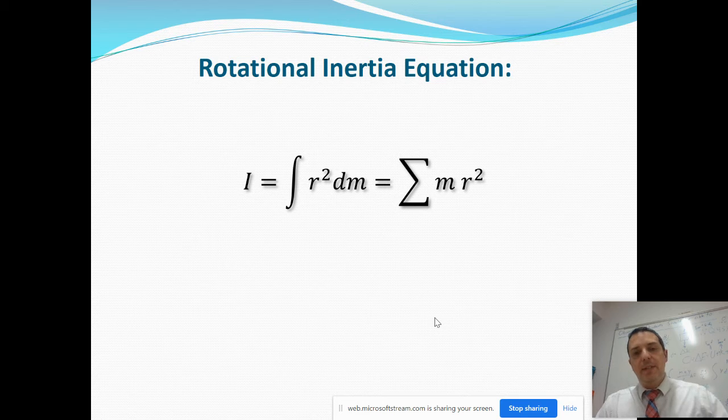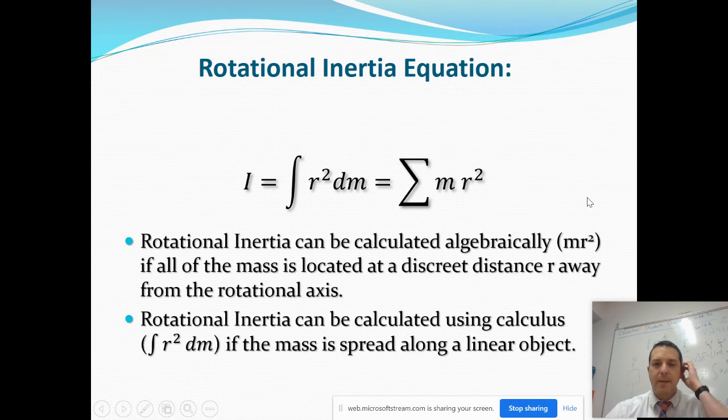In your reference tables, you'll see this equation. This equation relates mass and position to rotational inertia. So you'll see here on the left, they give it as an antiderivative, and they say that the antiderivative of position squared dm is equal to inertia. Or if you have discrete masses at discrete positions, you could sum up all the masses in their locations by doing the sum of mr squared. When we talk about rotational inertia algebraically, it's mr squared, and if we talk about it using calculus, that is the antiderivative of r squared dm.